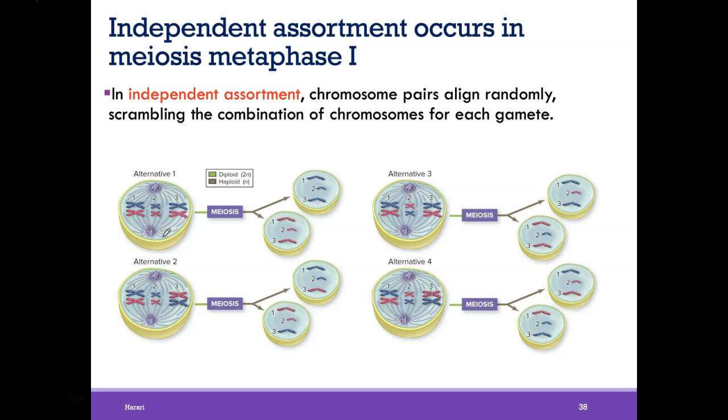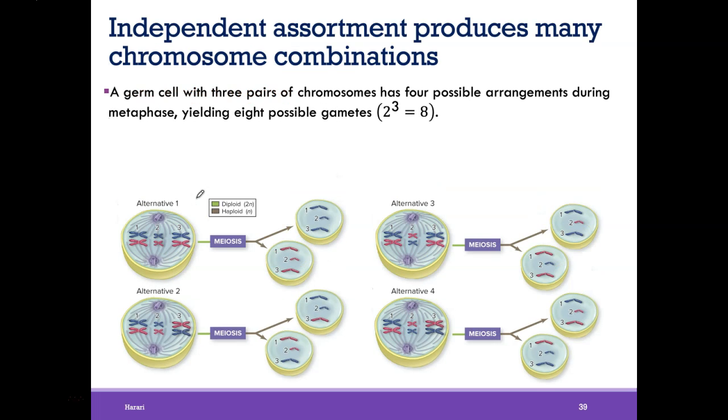So in this example, we have just 3 pairs of chromosomes. And if a germ cell has 3 pairs of chromosomes, that means there are 4 possible arrangements during metaphase. Right? You can have all blue on top, all one on top and all the other. You can have 2 and 1, right? The 1 and the 2. So any of these combinations can arise during Metaphase I.